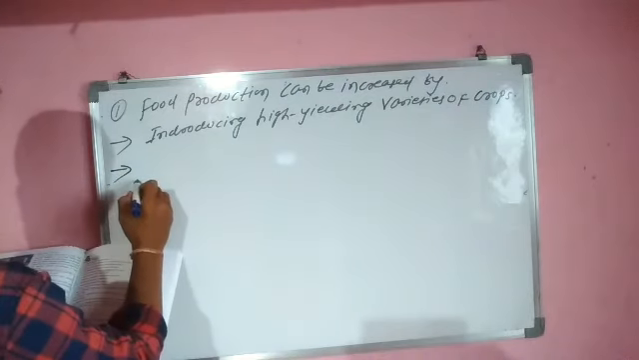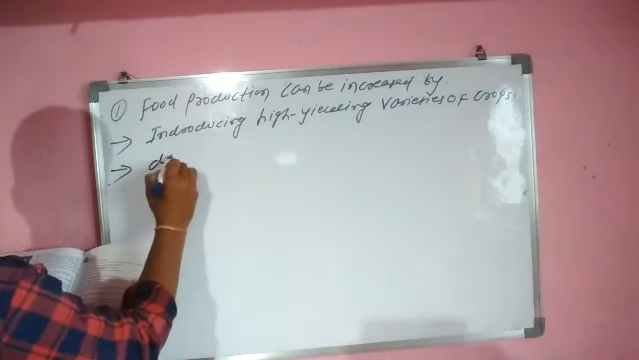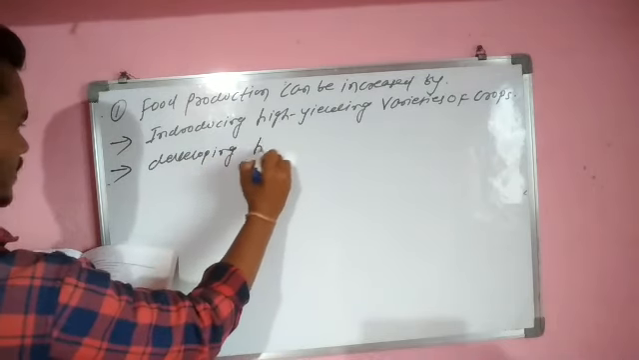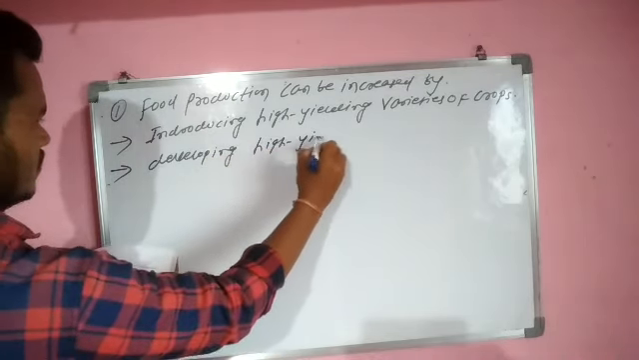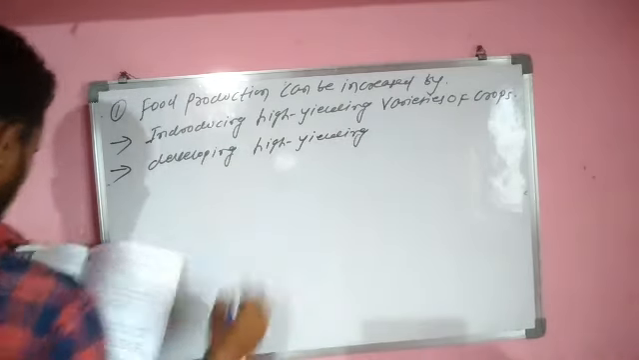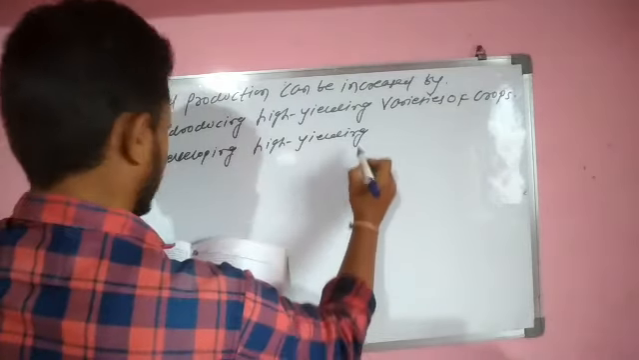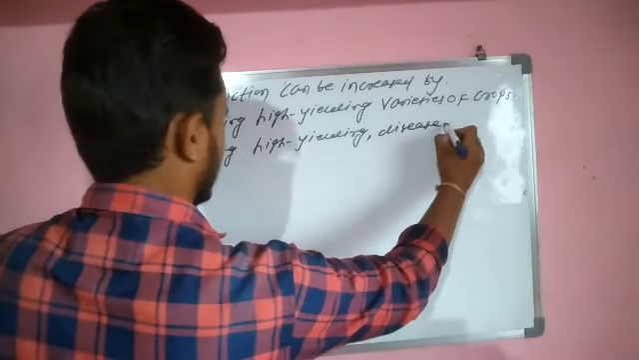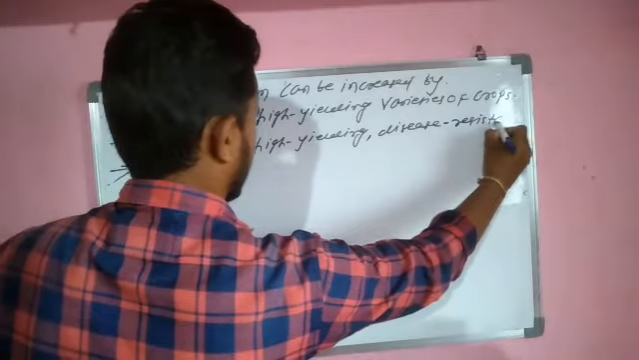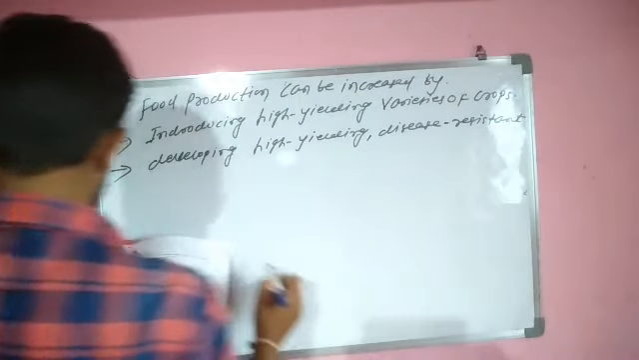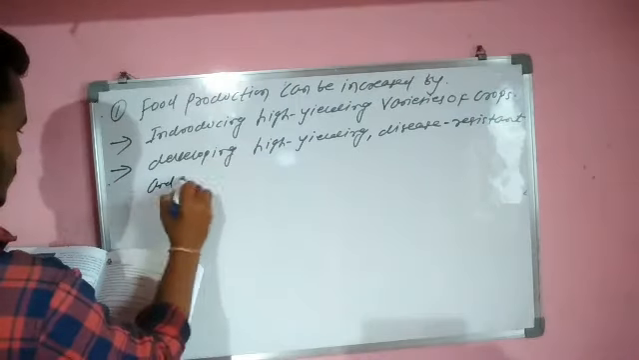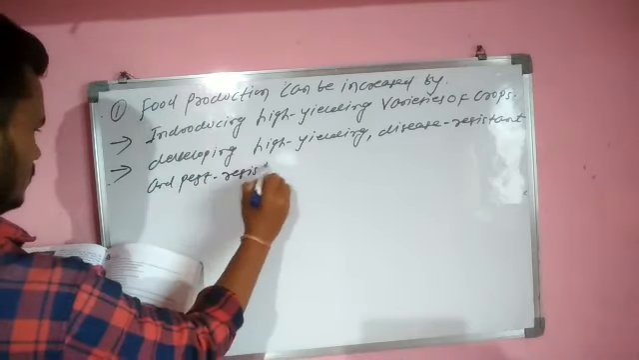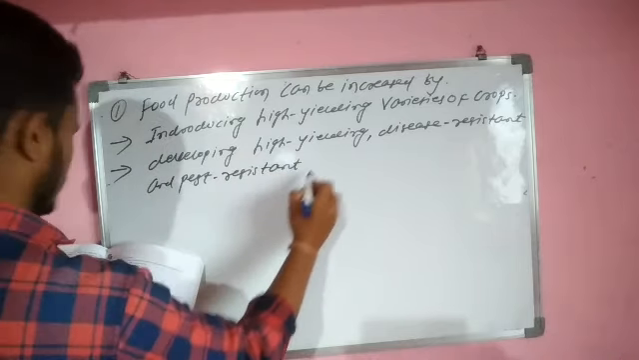Number 2, developing high yielding, disease resistance and pest resistance varieties.